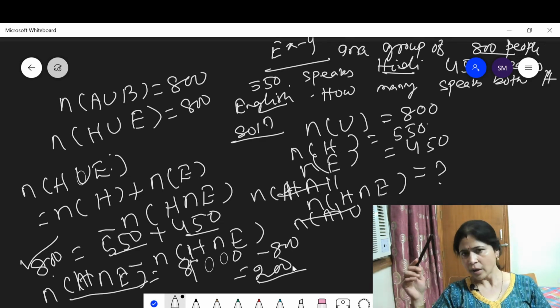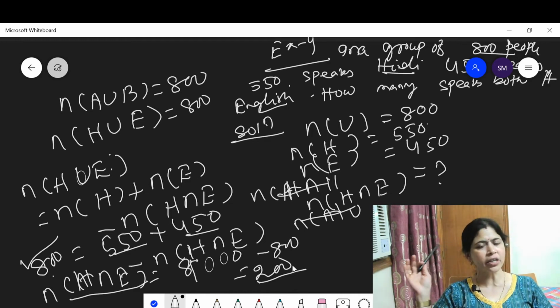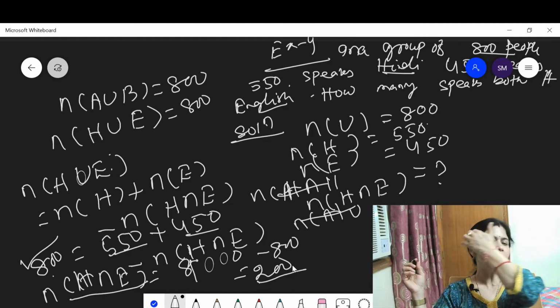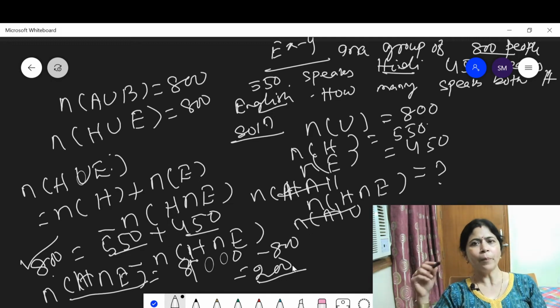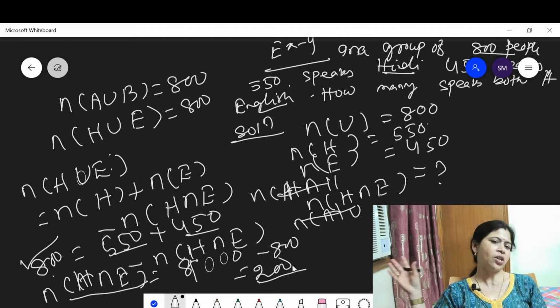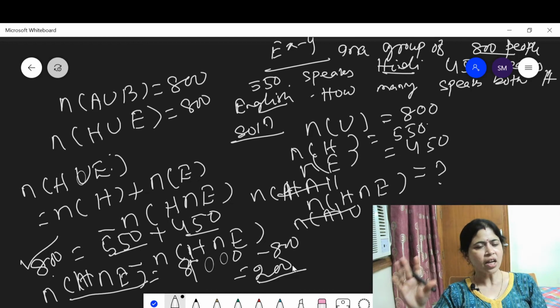Let us now repeat the question. I repeat the question. Let us try to understand. Here the universal set is given as 800. What is the universal set here? A group of 800 people. Some of them speak either Hindi or English, or both. This means the universal set is equal to H union E. Here the number of people who speak Hindi is 550. The number of people who speak English is 450. Here we have to find out n of H intersection E.